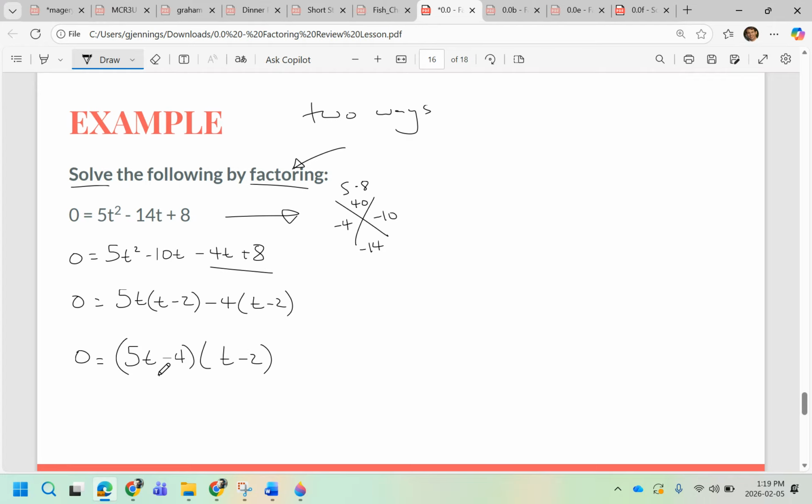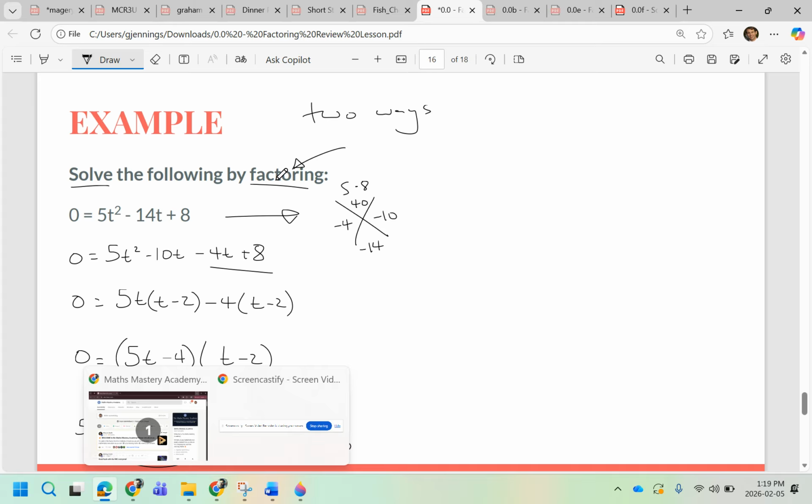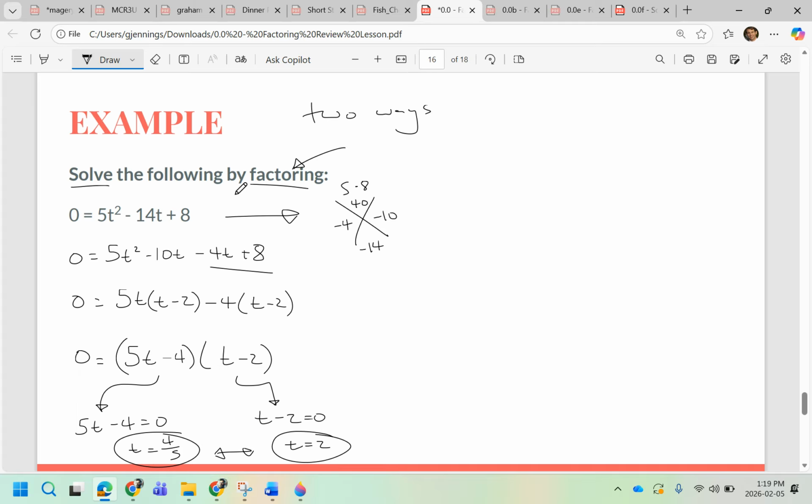So in this case, here's our number of briefcases. 5t minus 4 could equal 0, which solves to t equals 4/5. So there's one of our values. And then if t minus 2 is 0, you just set it equal to 0 and add 2 to both sides, and you get t is equal to 2. So there's our 2 options. All right? But we also know we can use quadratic formula as well. So let's take a look at what that looks like.